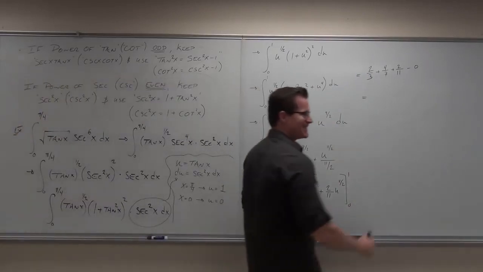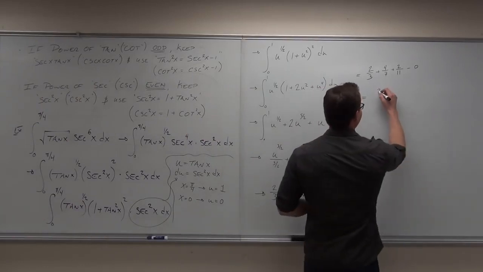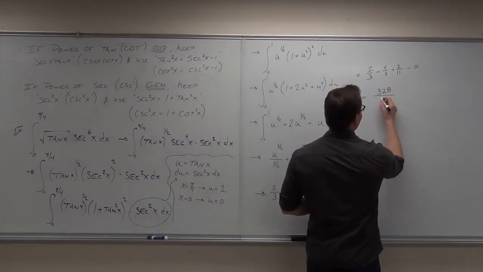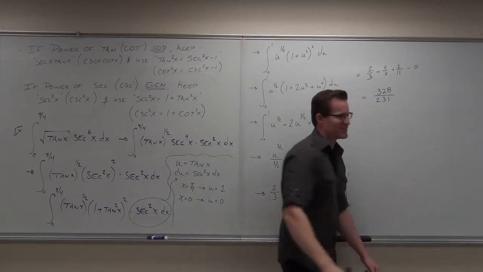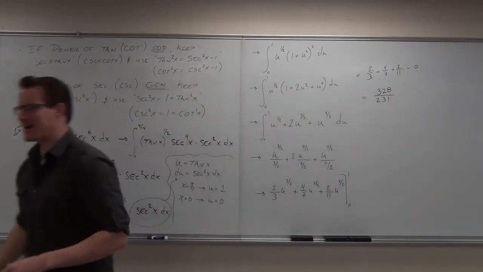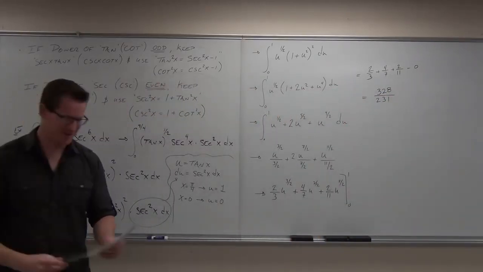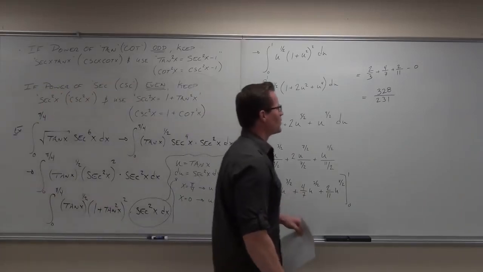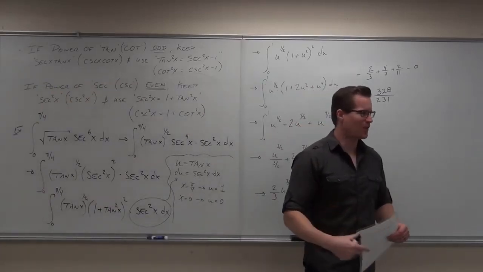I mean, easy. Yeah. Joking. Obviously I did that in my head. I didn't do that in my head. I'm not going to waste time adding fractions right now. I had that done beforehand. So 328 over 231 is what you would get if you added up all those things together.